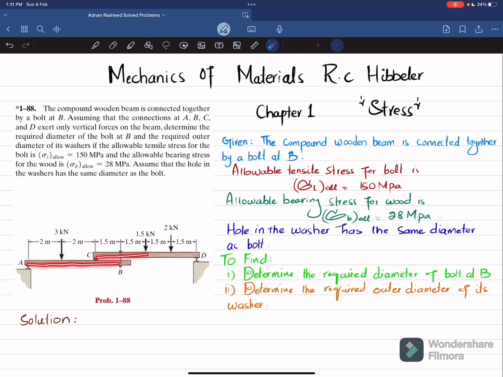So you can see these are compound beams that are connected together by a bolt at B, and the reactions at A, B, C, and D only exert vertical force. All other loadings are shown over here. Clear? So you have to determine the diameter of this bolt. Clear? The diameter of this bolt and the outer diameter of the washer that is used in this bolt.